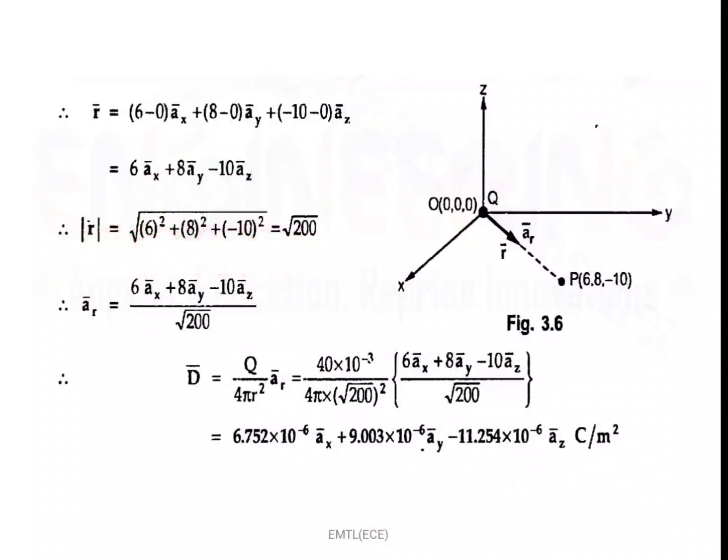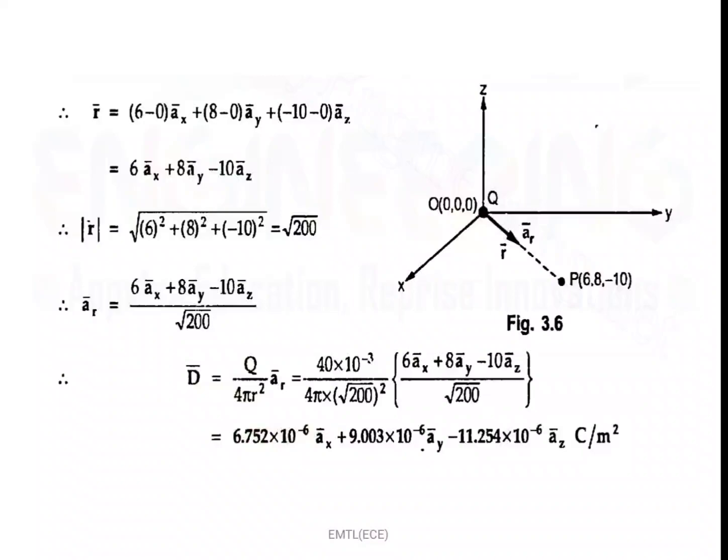Now the magnitude of R is square root of the square of the coefficient of AX, that is 6 square, plus the square of the coefficient of AY, that is 8 square, plus the square of the coefficient of AZ, that is minus 10 whole square. This value is equal to root 200. Now the electric flux density D is equal to the formula Q by 4 pi r square AR bar.